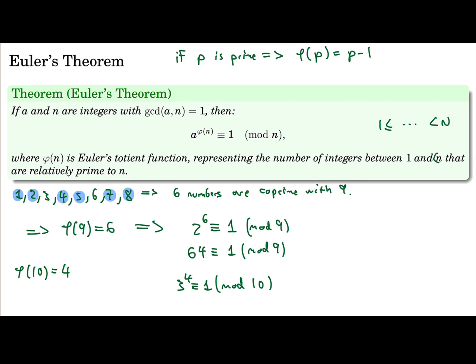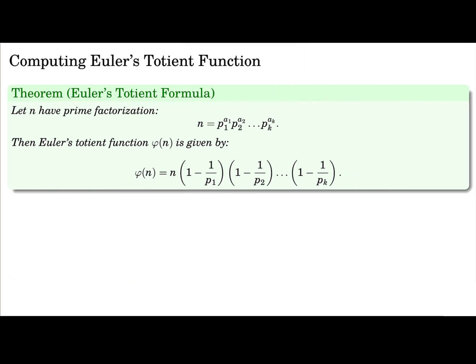Now, how do you compute this function? Of course you can list it out and count, but you can also show that if you know how to factor the number n, you can write it in this way. For example, we saw that 9 is equal to 3 squared. And so this means that phi of 9 is equal to 9 times 1.